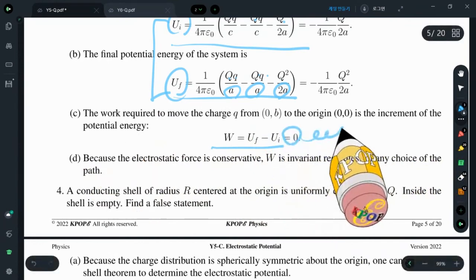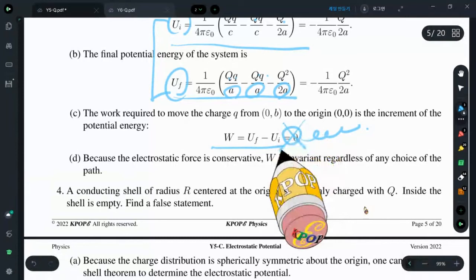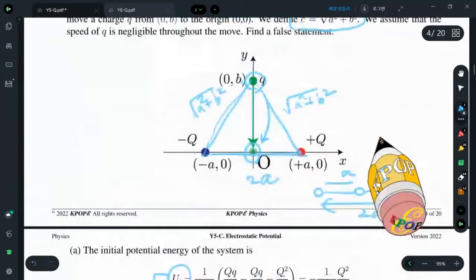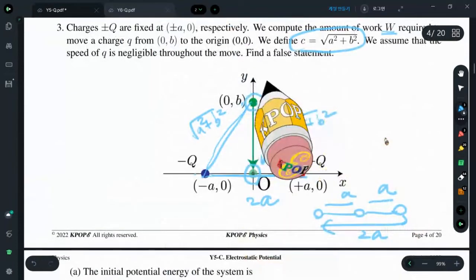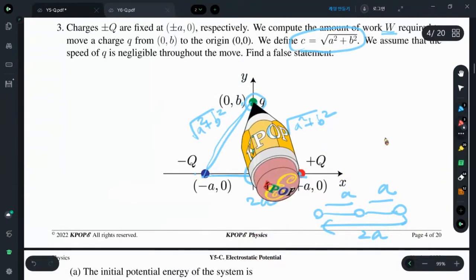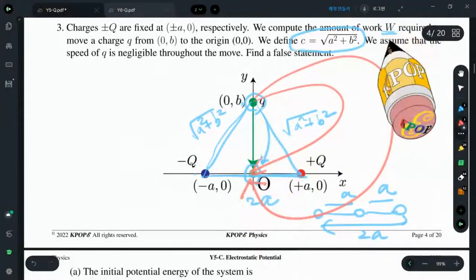This equals 0 should be deleted. The electrostatic force is a conservative force, so whatever path you follow, this W is always the same.